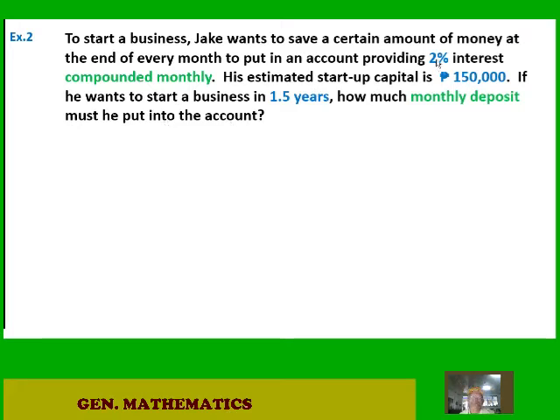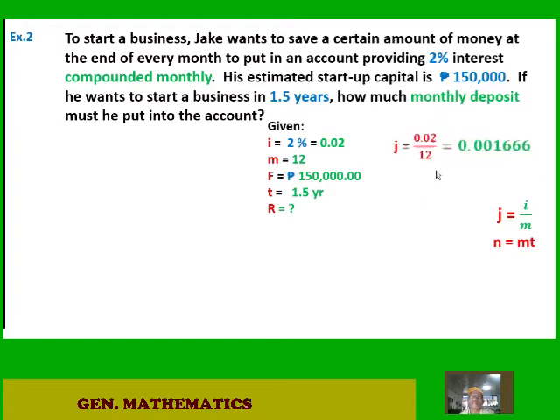So 2% is the nominal rate. In decimal, 0.02. Compounded monthly, M equals 12. This 150,000 pesos is the amount after 1.5 years, so that is the future value, 150,000 pesos. T is 1.5 years. It is asking for the monthly deposit, R. Okay, so let us solve for J and N.